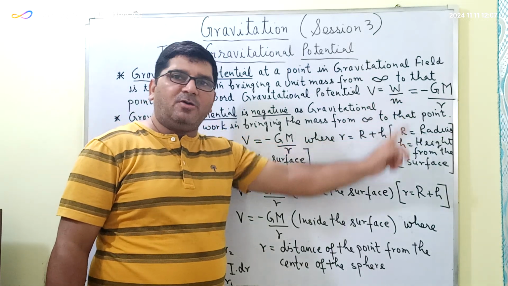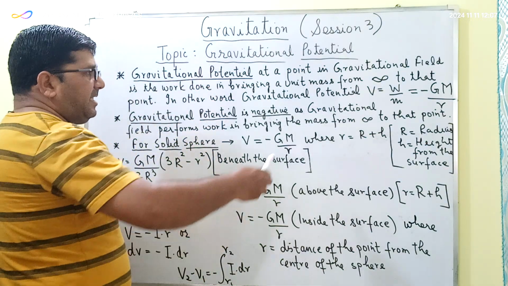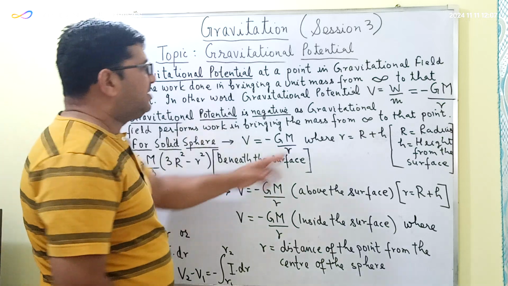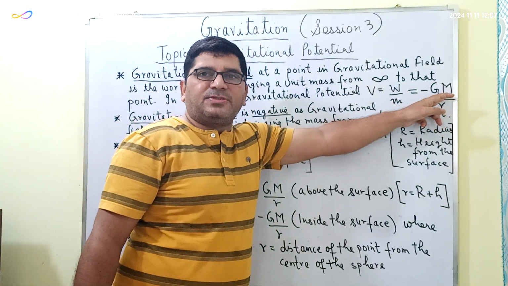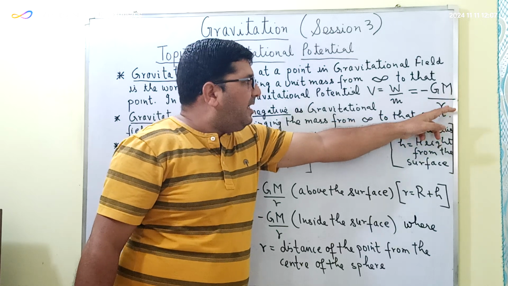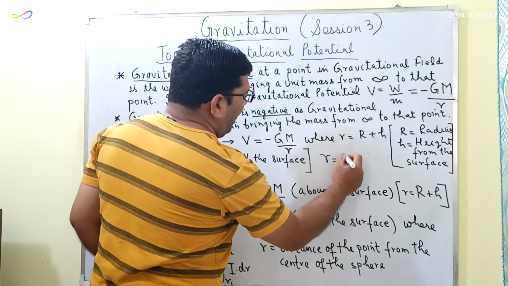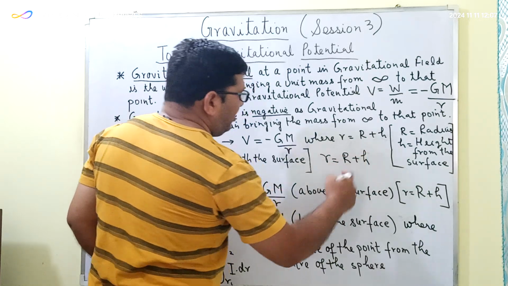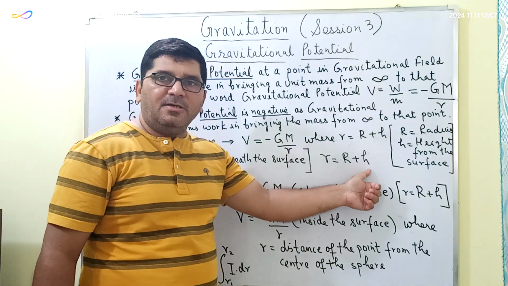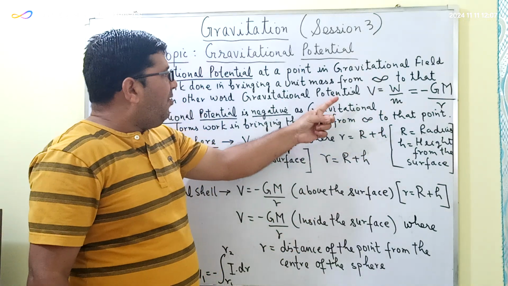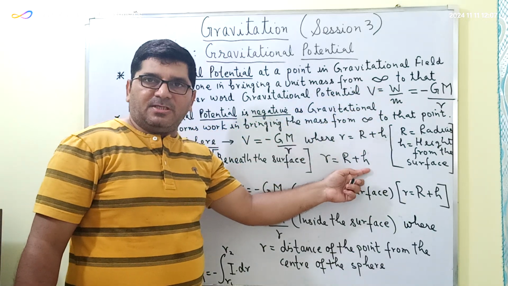Now with reference to our planet Earth, I can write this equation, that is V is equal to minus Gm by R. Here m is the mass of the Earth, and R is equal to R plus h, where R is the radius of the Earth and h is the distance of that point from the surface of the Earth.